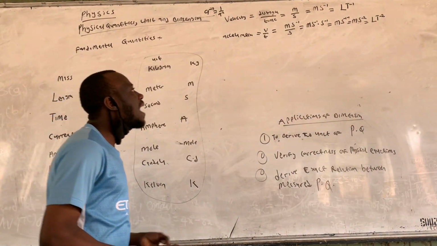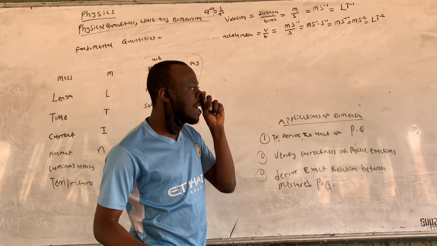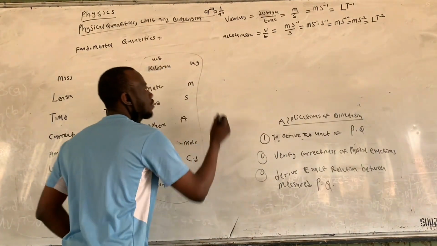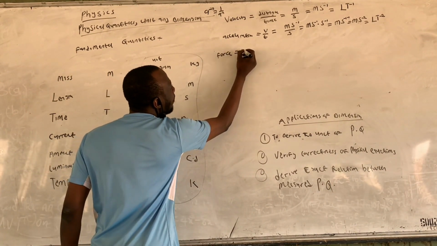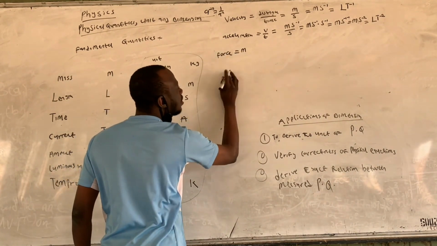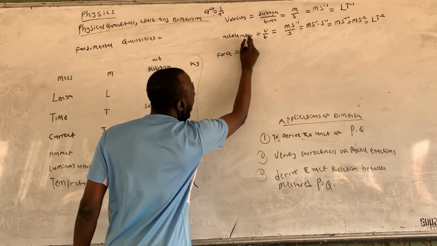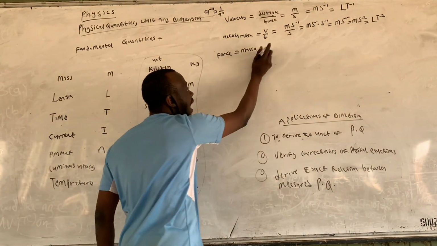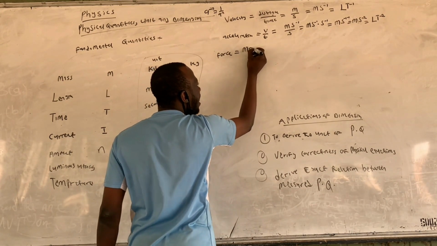So after acceleration, there is another quantity that depends on acceleration. We call it force. Force is mass times acceleration. Remember, force is mass times acceleration. So now, we have mass times acceleration.